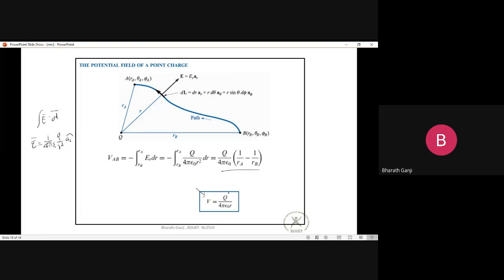We wrote it like this because we have taken the reference at infinity. Usually the potential must be included with some reference, so this is nothing but the potential at point B minus the potential at point A is equal to q divided by 4 pi epsilon naught, right? For example, if I want to calculate the potential for a point charge which is at a distance r from the origin, then we usually write this expression q divided by 4 pi epsilon naught r.